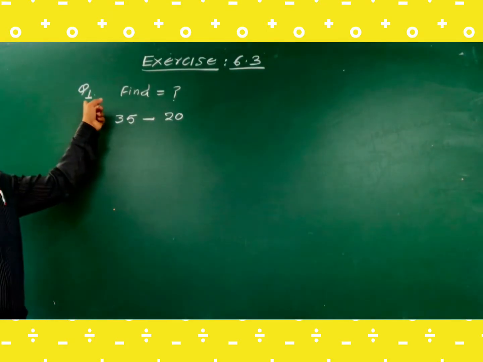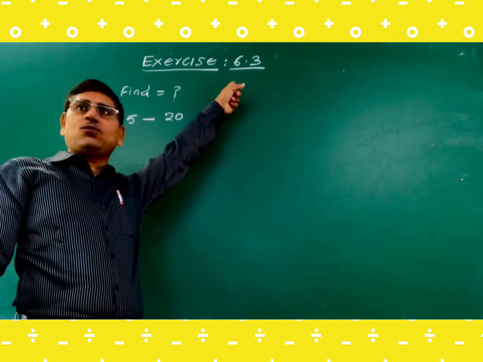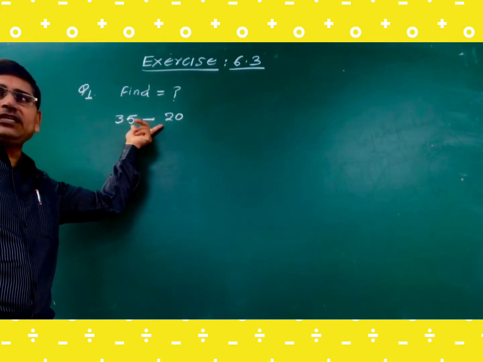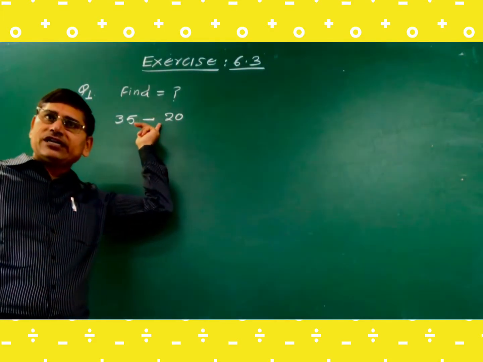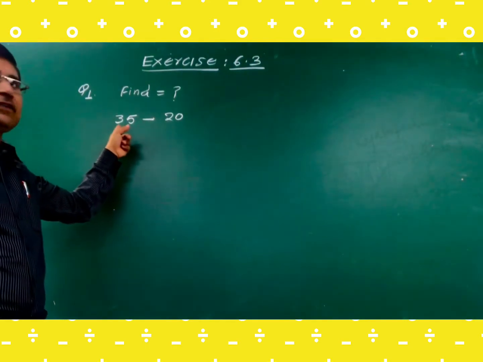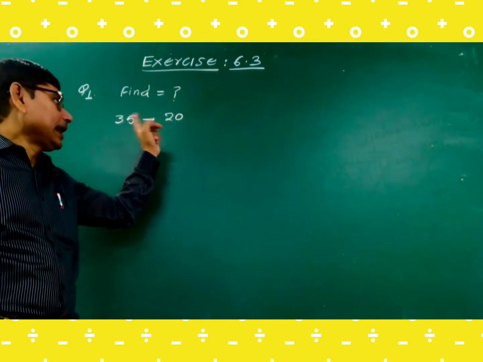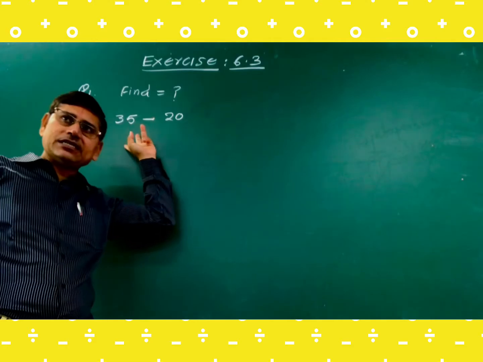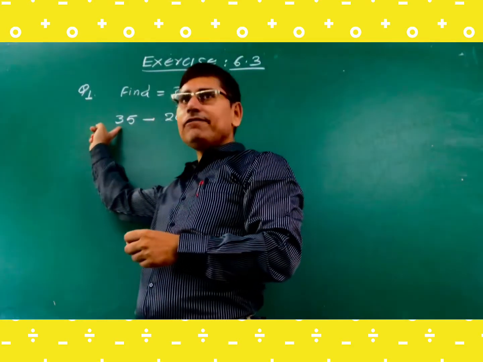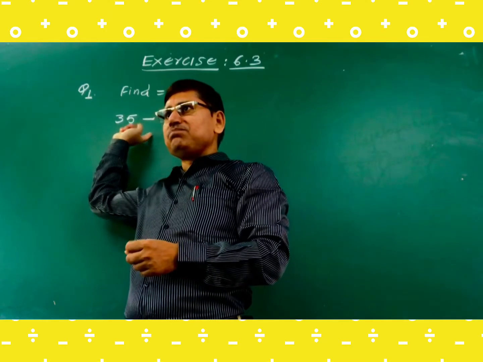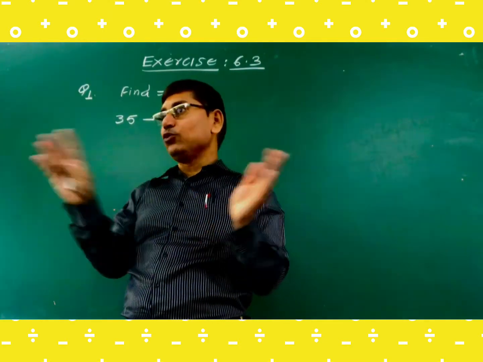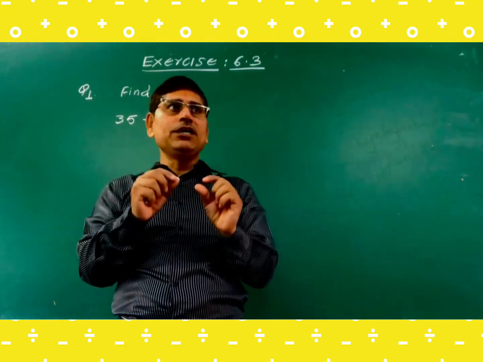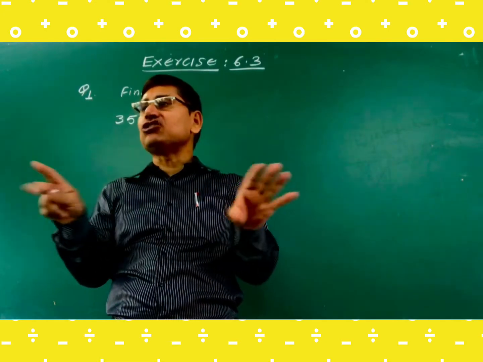So this is question number 1 of exercise 6.3, and the question is to find the value. How can you find it? It is 35 having a positive sign, and this is 20 having a negative sign. It means there are two integers, one is positive and the second is negative, meaning they have different, opposite signs. And if you get opposite signs in the question, then always you subtract the integers from each other.